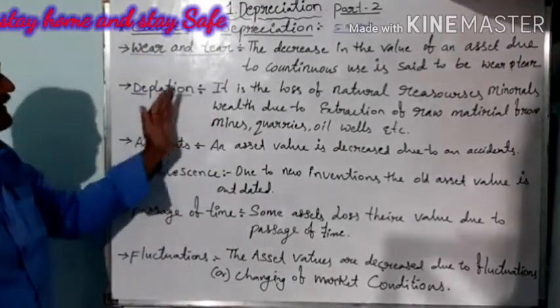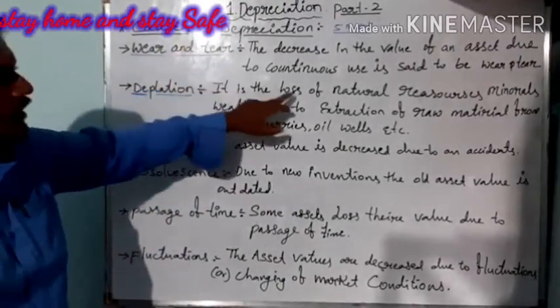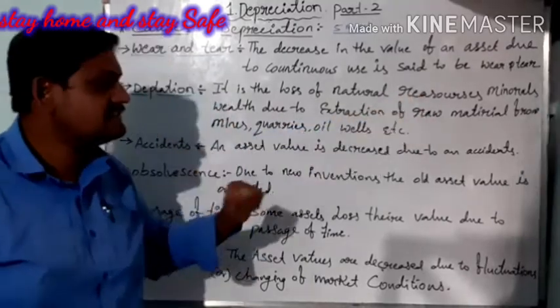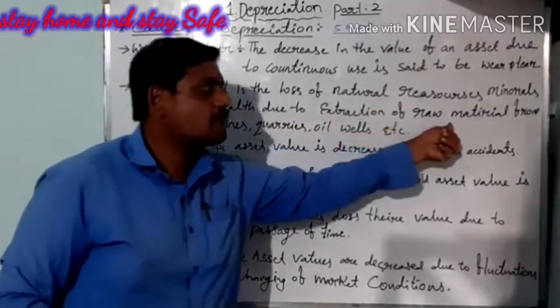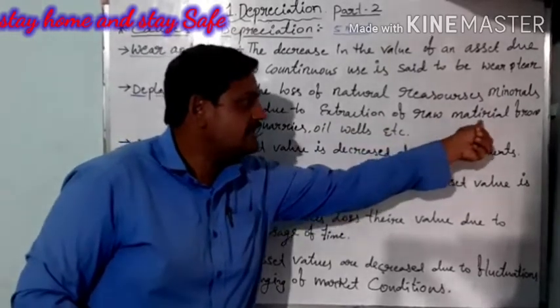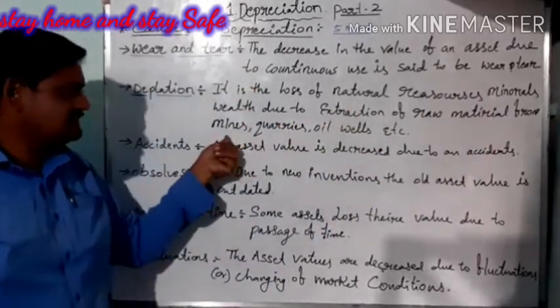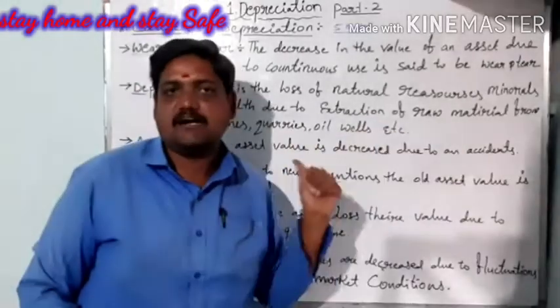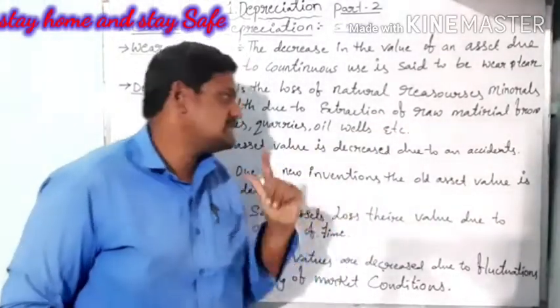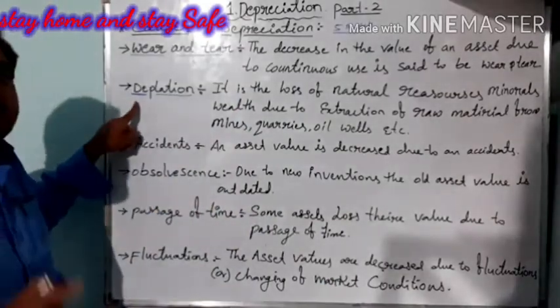So in our sense, depletion is the loss of natural resources or mineral wealth due to extraction of raw material from mines, quarries, oil wells, etc. That is called depletion.